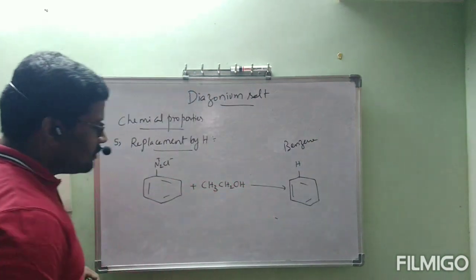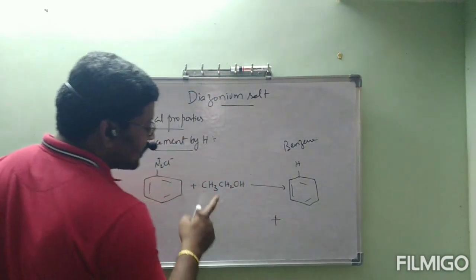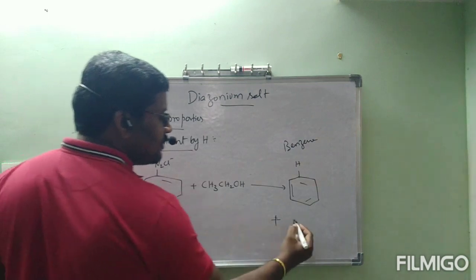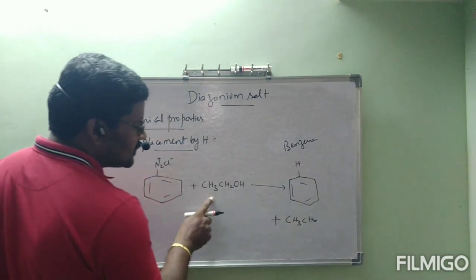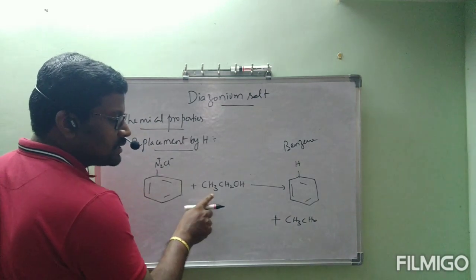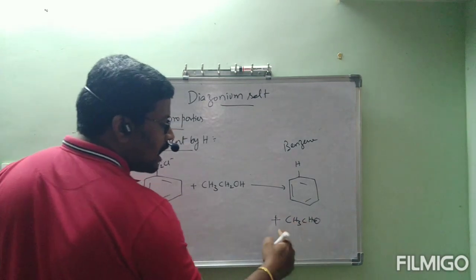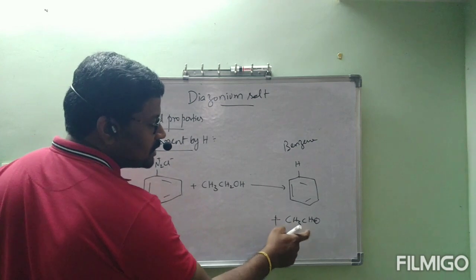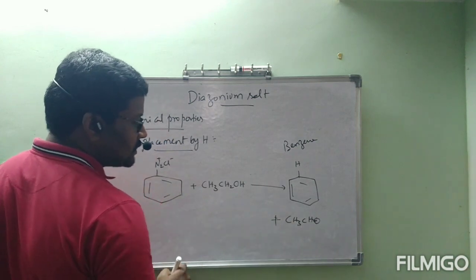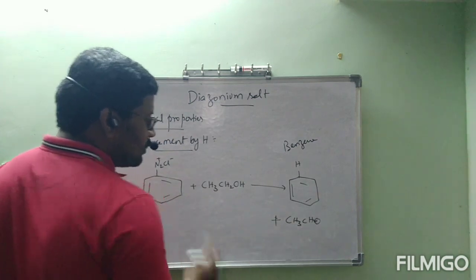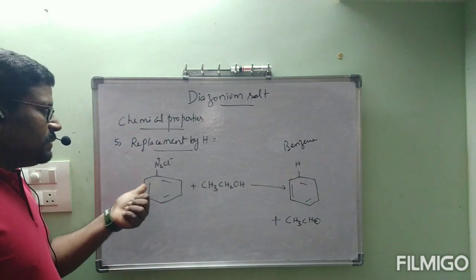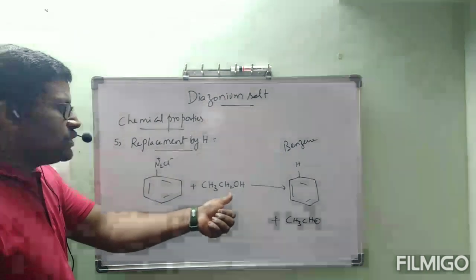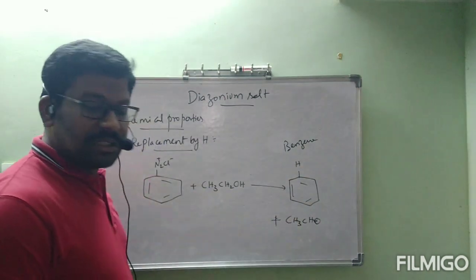Benzene plus, this substance is getting oxidized to form CH3CHO. This is alcohol with 2 carbons. It will be oxidized to form aldehyde. This primary alcohol is oxidized to form an aldehyde with 2 carbons. This is the reaction in which benzene diazonium chloride reacts with CH3CH2OH to form benzene plus CH3CHO.